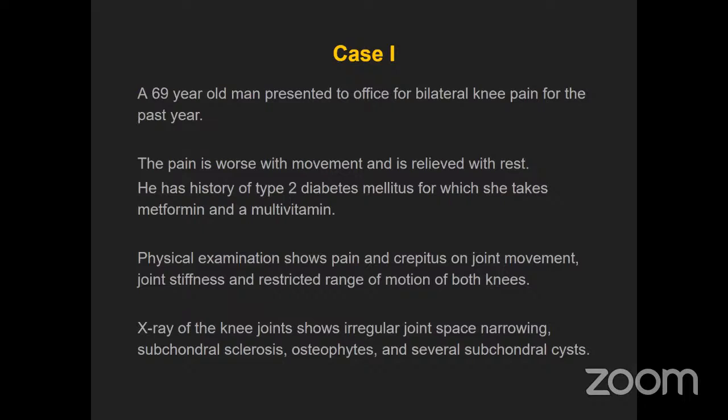Does anyone have any questions before we go to the cases? Okay, this is case 1. I'll be reading it out and give you some time to think about it.